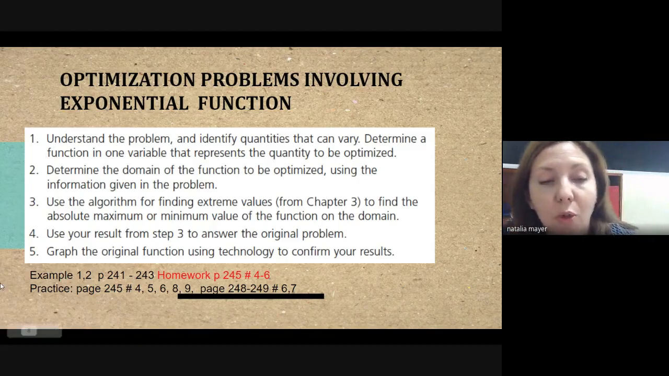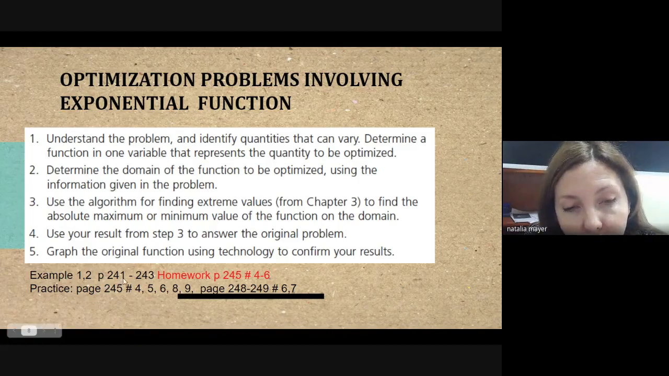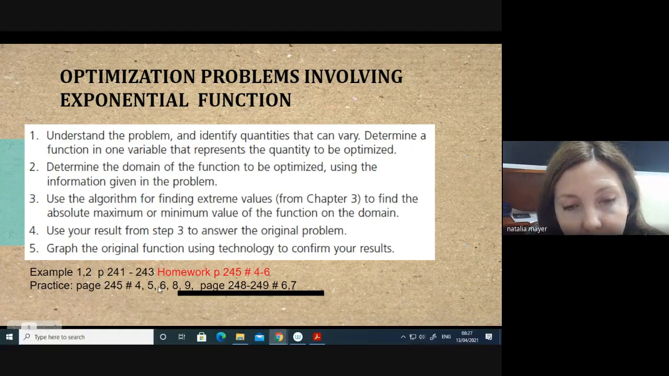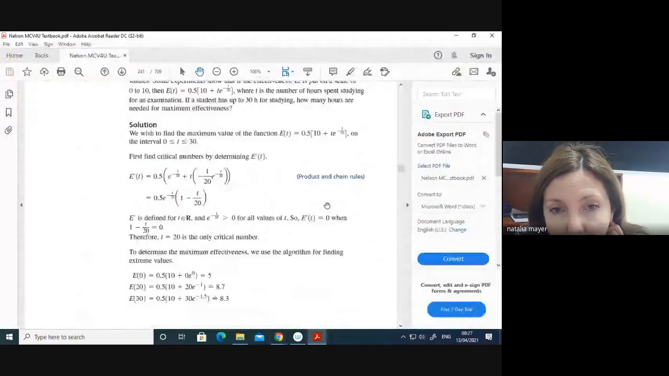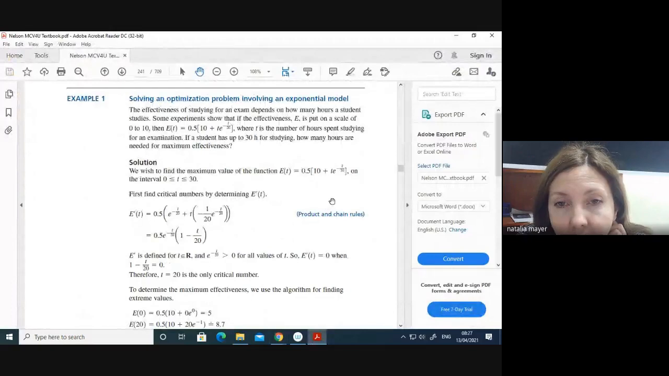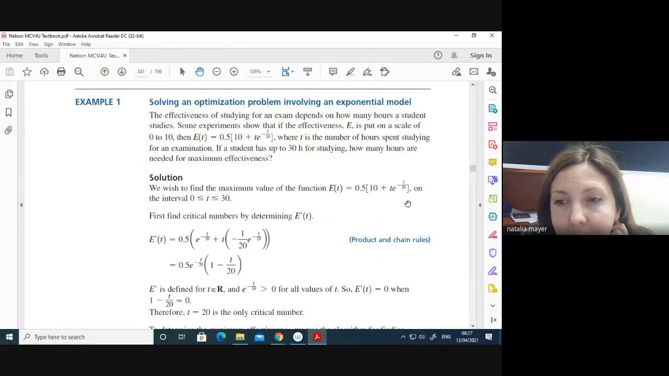Okay, so we are going to start with examples 1 and 2 on pages 241 to 243. I would like you to read the question to yourselves and tell me what are we optimizing, as well as are we looking for the maximum or minimum?